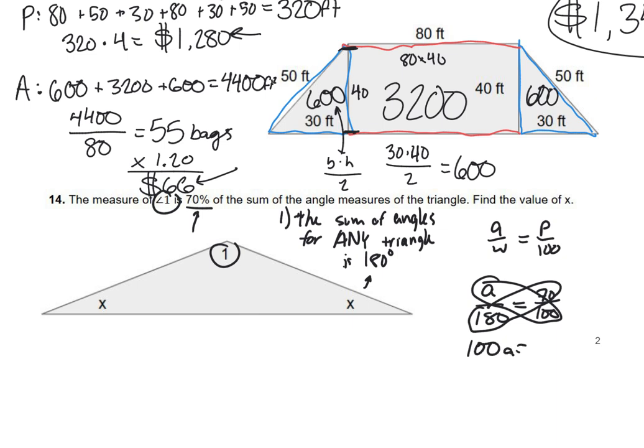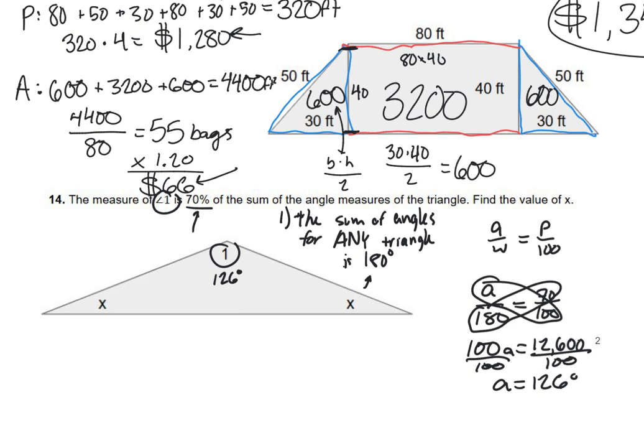100 times A is 100A. 180 times 70 gives us 12,600. To get A by itself, we divide by 100. And I get A is equal to 126 degrees. That is the measure of angle 1. Which makes sense, right? We see it's an obtuse angle. Obtuse is bigger than 90, smaller than 180.